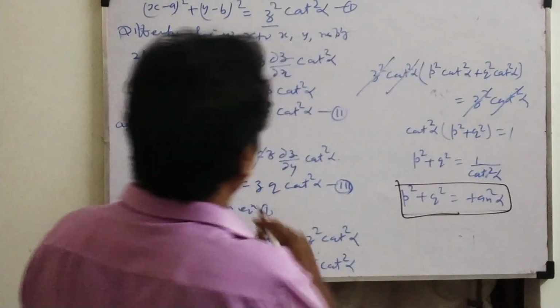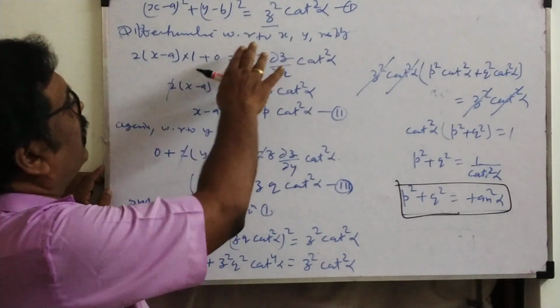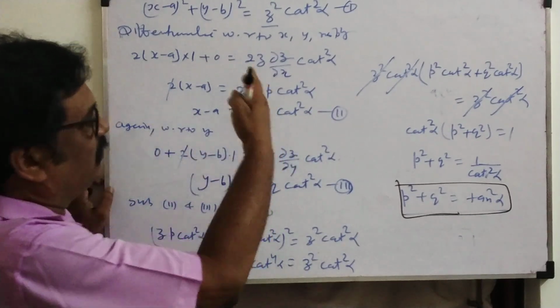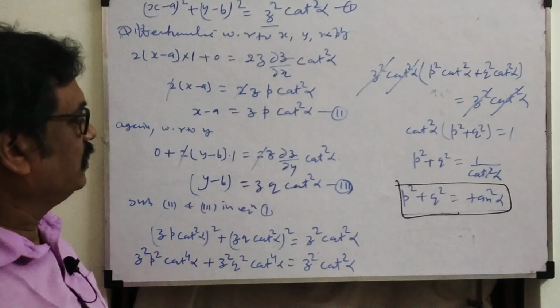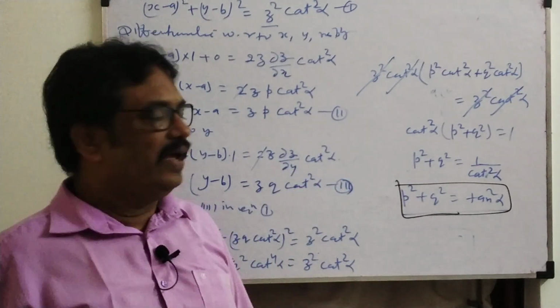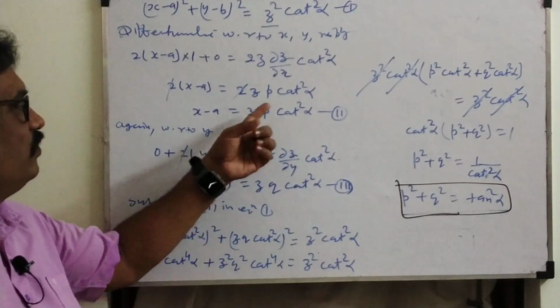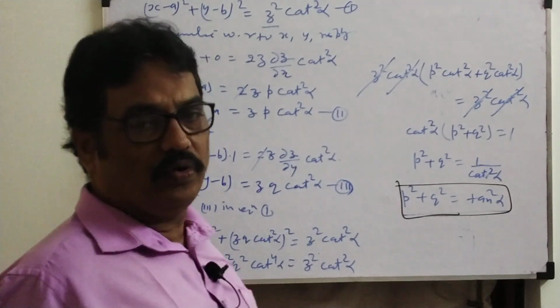So many more problems will be there like this. What is our target? To eliminate the arbitrary constants a and b. Just differentiate, substitute, and then again form the equation, and you will get the answer. In each and every exam you will get this kind of question, sometimes 6 marks, sometimes 2 marks. So 8 marks of questions will be there in this portion.